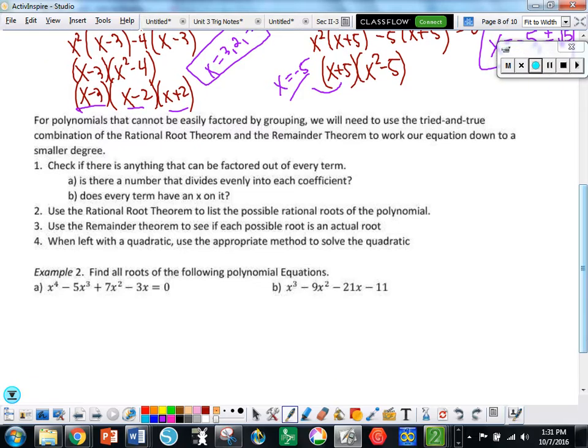For polynomials that cannot be easily factored, there are only 2 examples of this. I think we're probably going to have to try a couple of them in your homework as well. For polynomials that can't be easily factored by grouping, we need to use the tried and true combination. So here are some steps. The first step: see if there's anything that can be factored out of every term. Is there a number that divides evenly, or does everyone have an x in it? You'll look for that first. It's kind of an important step. And then from there, I'll just show you.